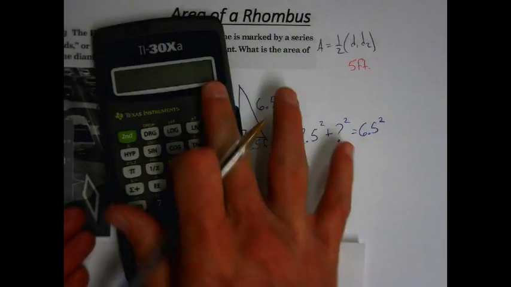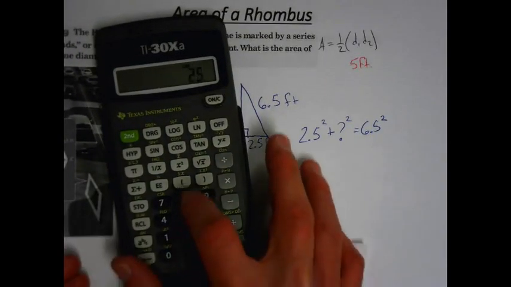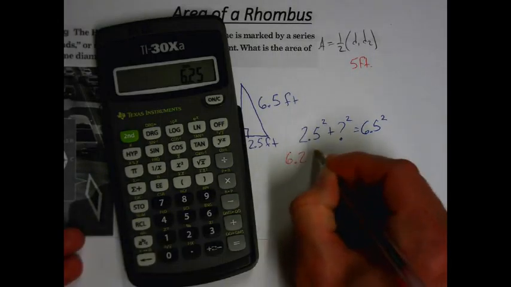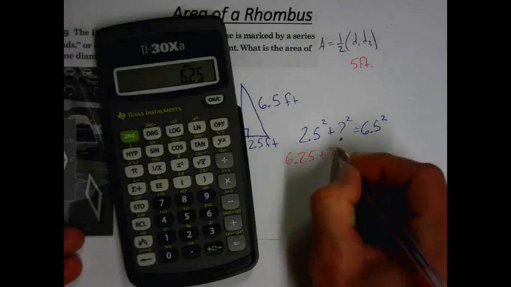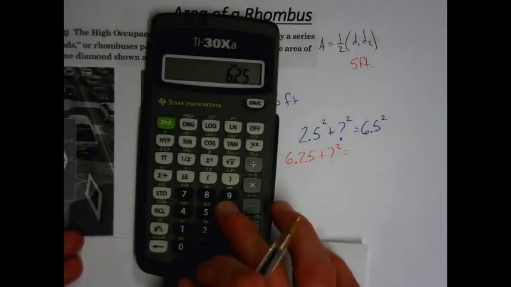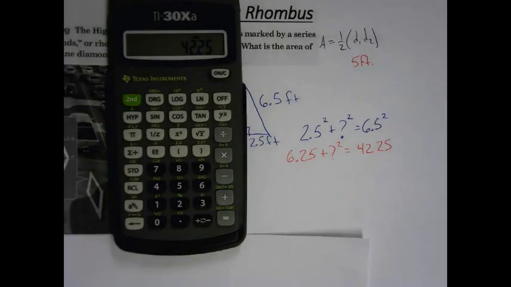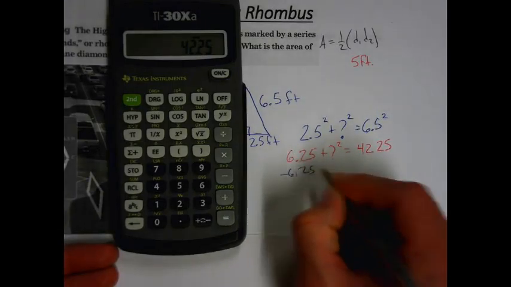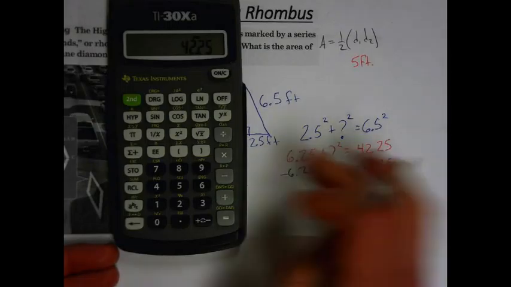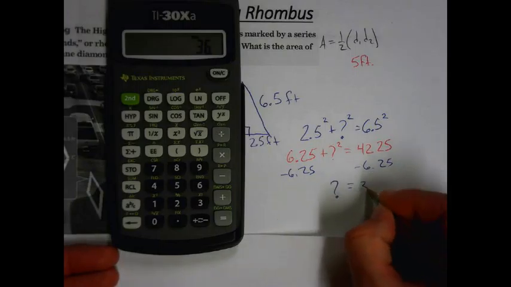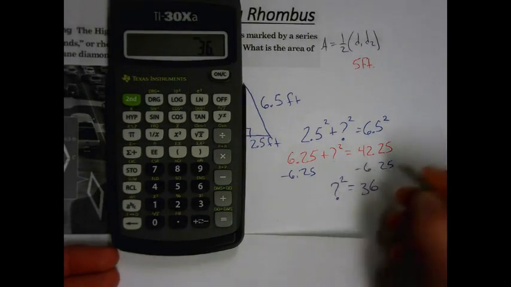So our Pythagorean theorem comes into play. Let's do some calculator work, right? 2.5 squared is 6.25. So 6.25 plus, we don't know, squared is equal to 6.5 squared. So let's do 6.5 squared, and that gives us 42.25. Now what we're going to do is solve for the variable. We're going to subtract 6.25 from both sides. We end up with, can it be this easy? We end up with 36, okay?